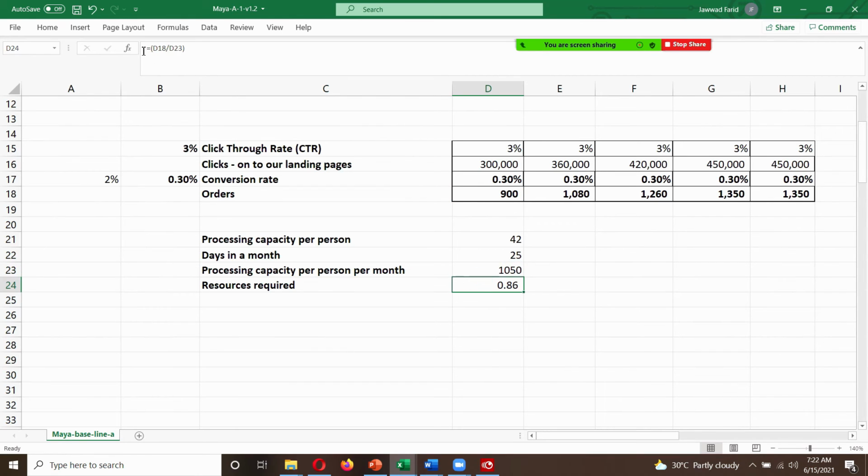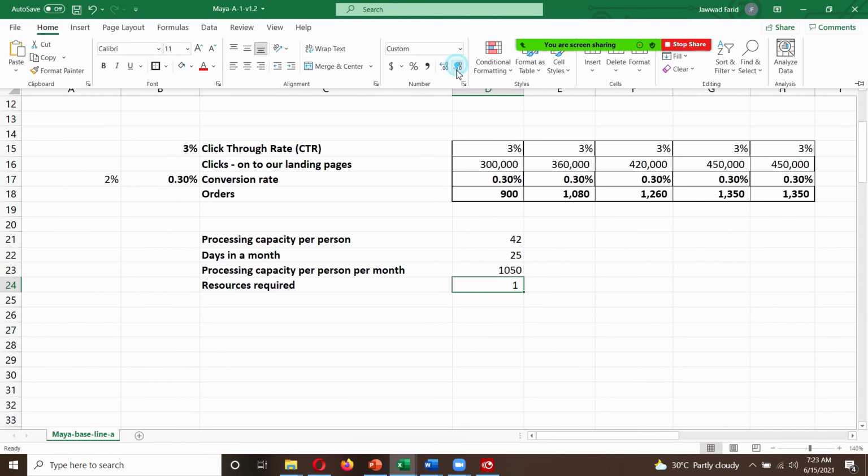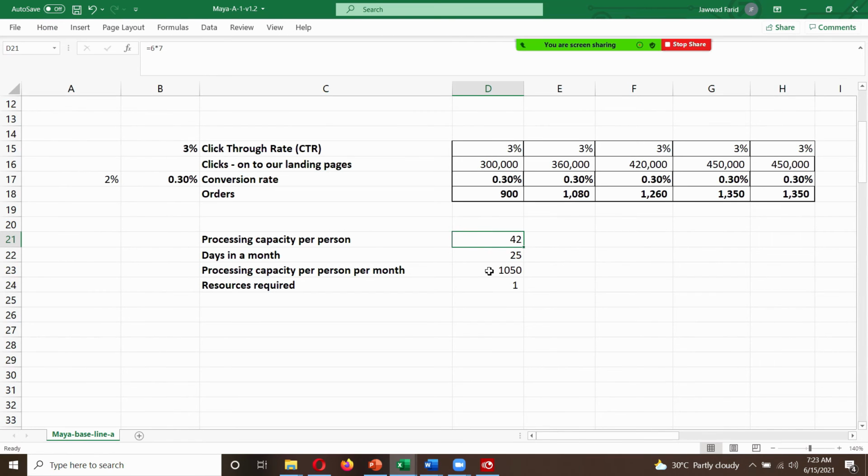And what we do is we round it up. So we round it up to 1 person. And we scroll this here. So now what you need to do is, because you've done this calculation, you can just extend it, and there we go.